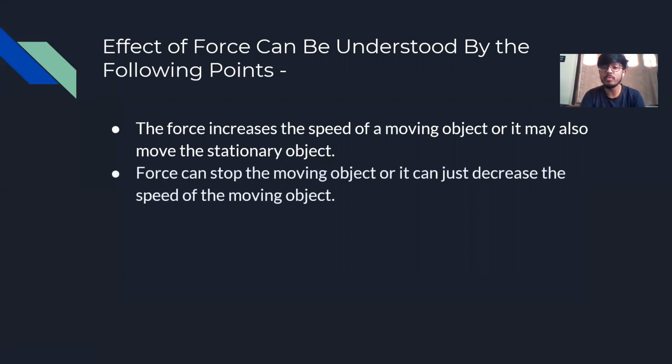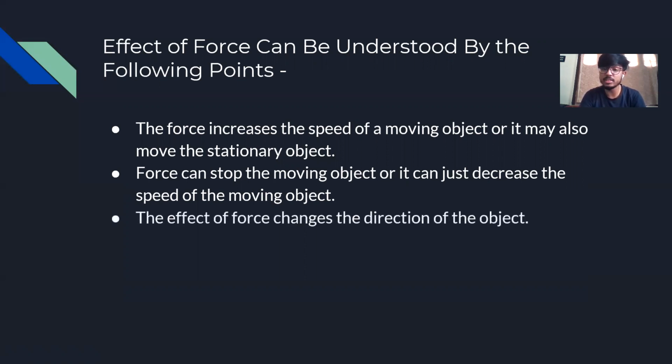Now force can stop a moving object, or it can decrease the speed of a moving object. How can force stop a moving object? While cycling, if we apply the brakes, then it can stop the cycle, or stop the moving object. How can it decrease the speed of a moving object? It can decrease the speed by applying brakes. While cycling, we apply the brakes, so the speed will automatically decrease. This is how we can decrease the speed of a moving object.